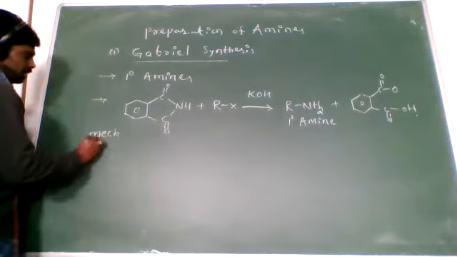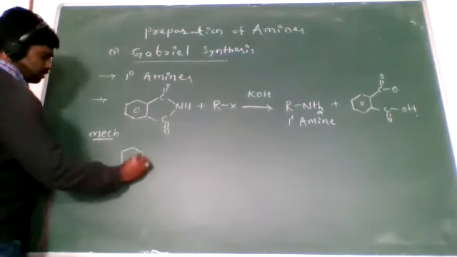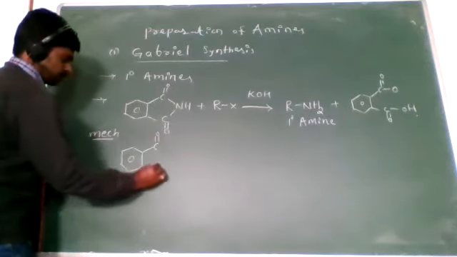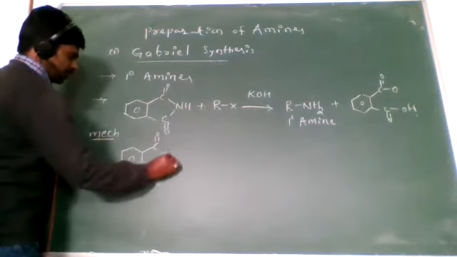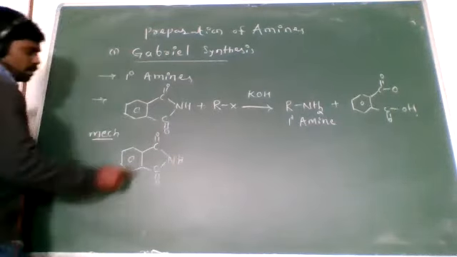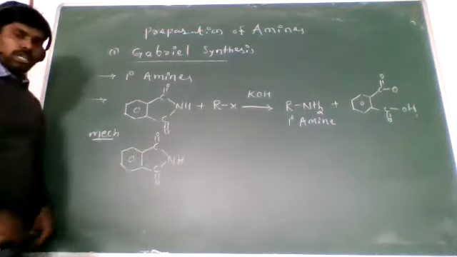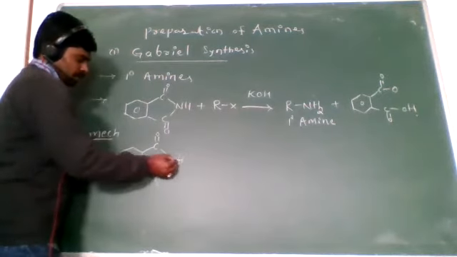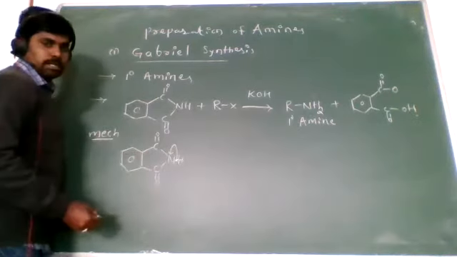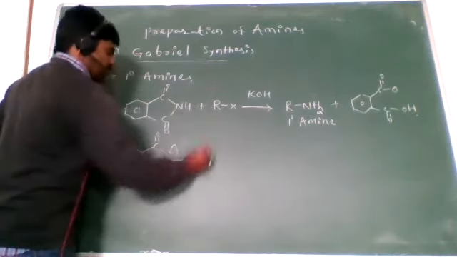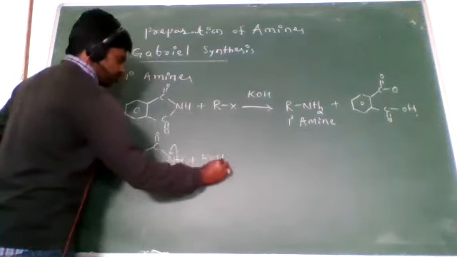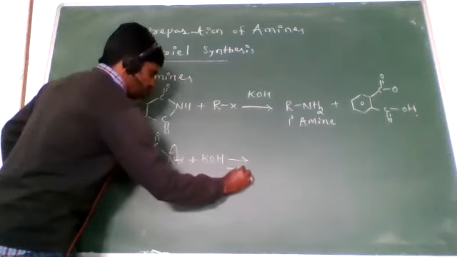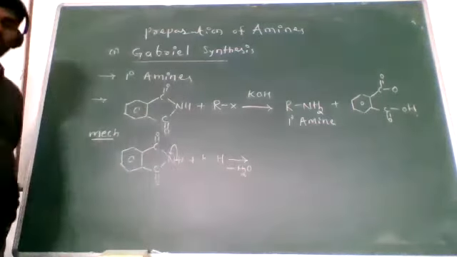Mechanism, look at here. Now I take this phthalimide, right? This is a C double bond O, and here is an NH. Compared to the carbon, the nitrogen electronegativity is more, so the bond electrons between hydrogen and nitrogen shift to the nitrogen side. First of all, it reacts with potassium hydroxide. Here is a hydroxide, and from here the H plus, removing a water molecule.